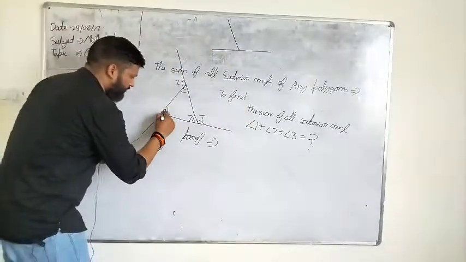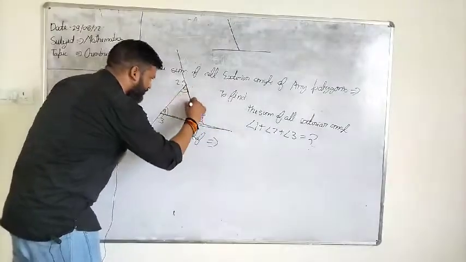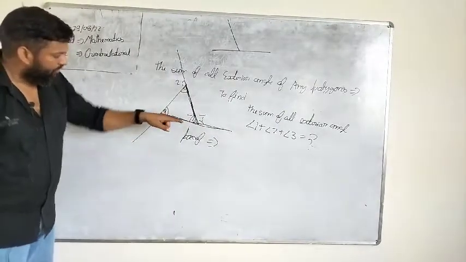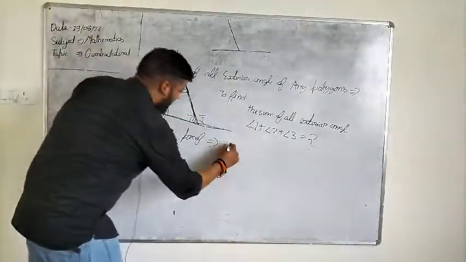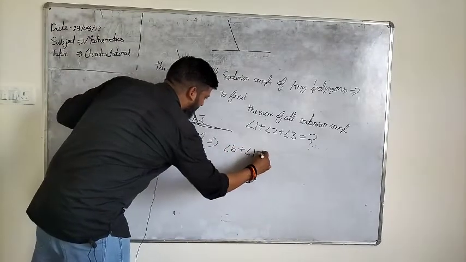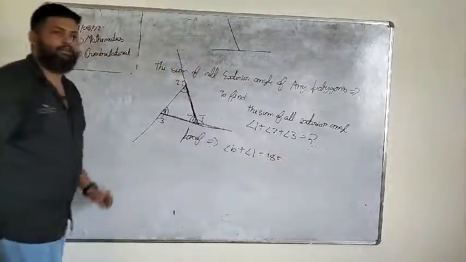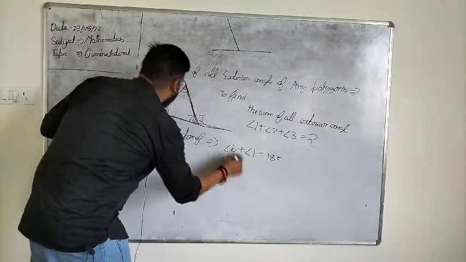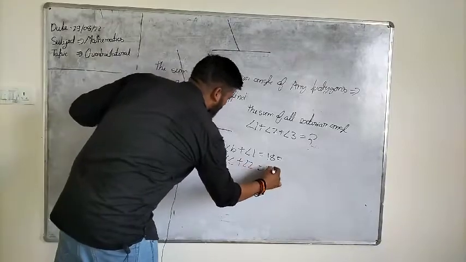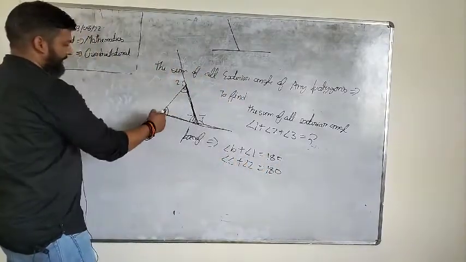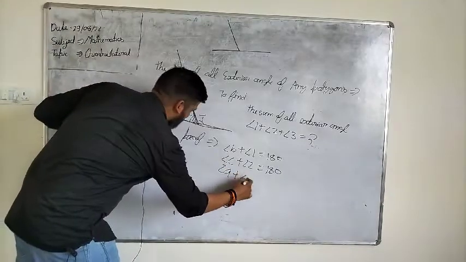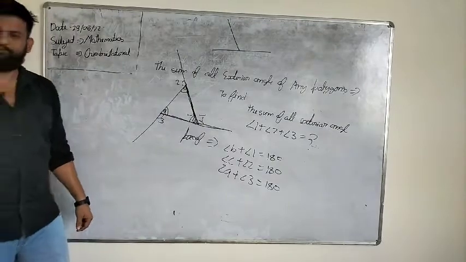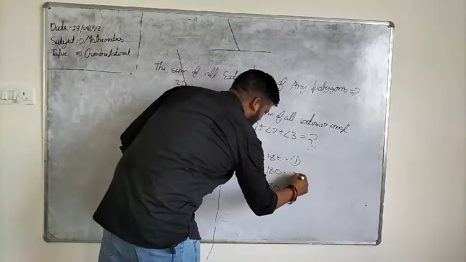So if we observe only this line and this line, what do we observe? We observe that they form a linear pair. So angle B plus angle 1 is equal to 180 degrees. Can we write the same, angle C plus angle 2? Angle C plus angle 2 is equal to what? 180 degrees. And after that angle A plus angle 3 is equal to what? 180 degrees. Is that clear? Yes, these are equations 1, 2, 3.